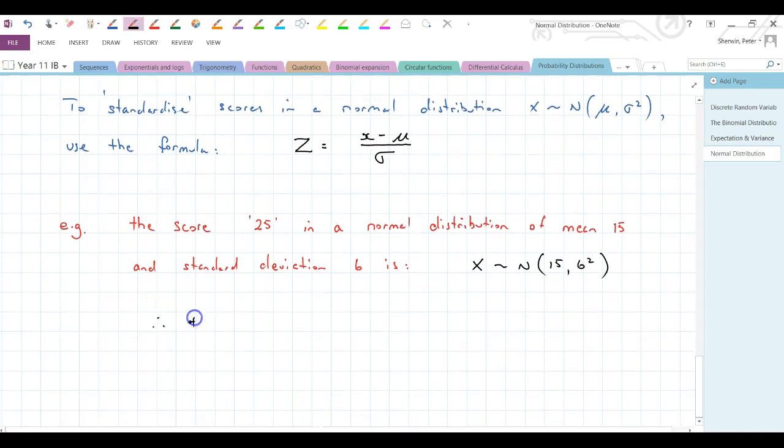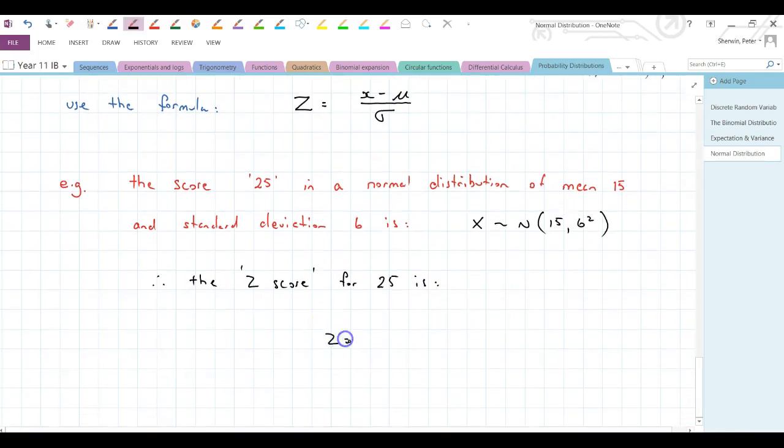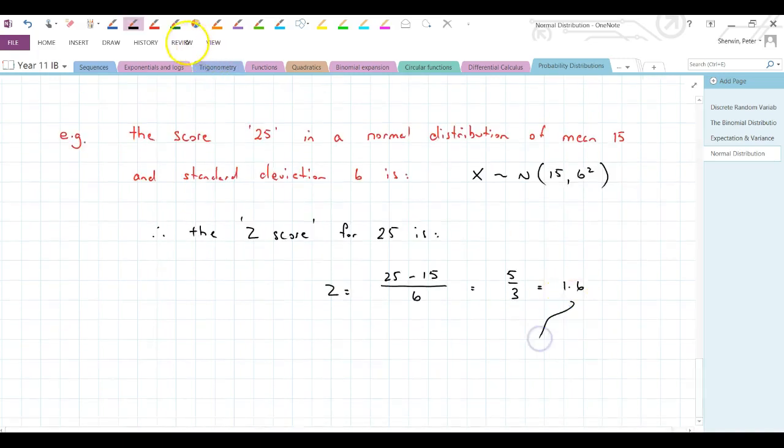So the Z score means the standardized score. The Z score for 25 is: Z equals X, which is 25, minus the mean, which is 15. So that just gives us the difference from the mean. The difference is 10. We're now going to divide by the standard deviation, which is 6. So this gives us 10 over 6, or 5 over 3, or 1.6. The interpretation there is that this is 1.6 standard deviations above the mean.